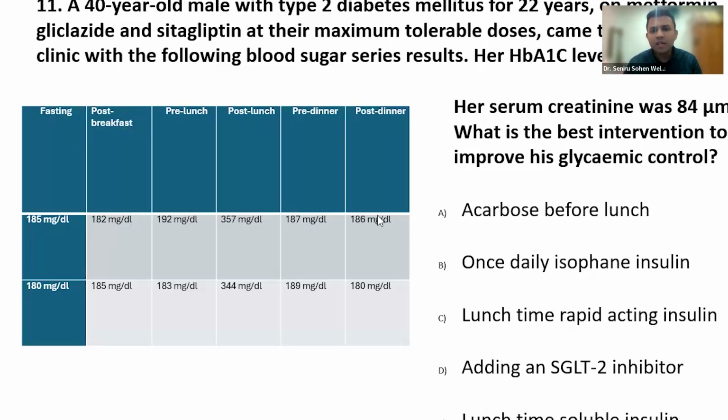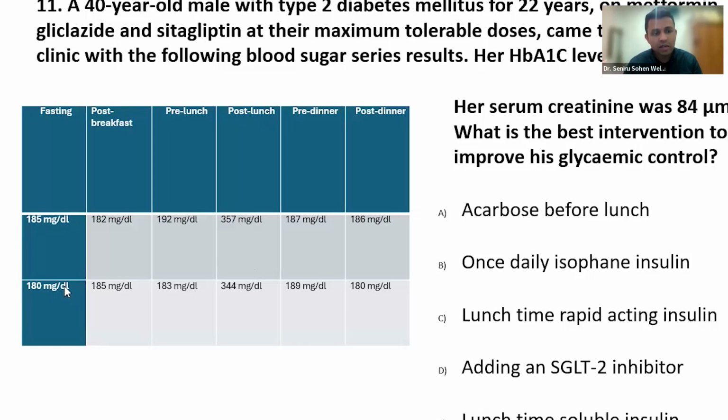Post-dinner 186, a little high. So here again fasting is high, post-breakfast is a little high, pre-lunch is high, pre-dinner is high, post-dinner is a little high, but the post-lunch is the highest spike.